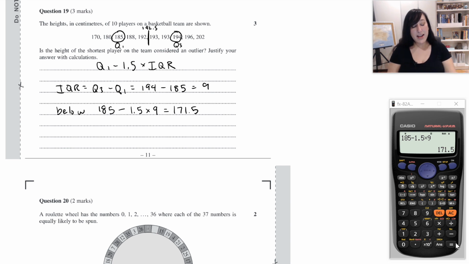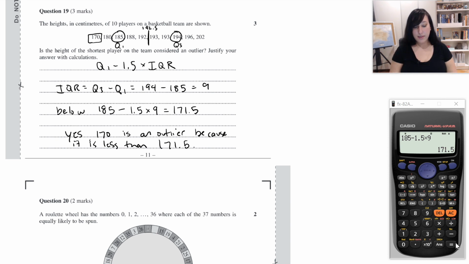So if we do have any scores that are smaller than 171.5, that would be considered an outlier. And the score, 170, is smaller than that. So yes, 170 is an outlier because it is less than 171.5. And we're ready to go on to question 20.